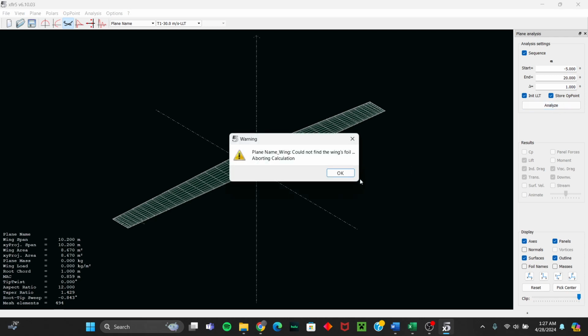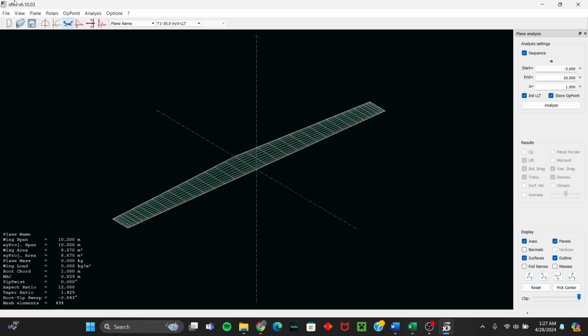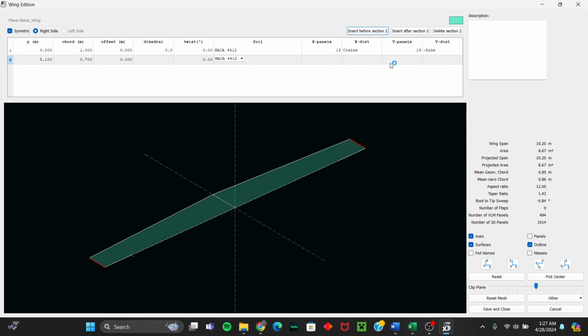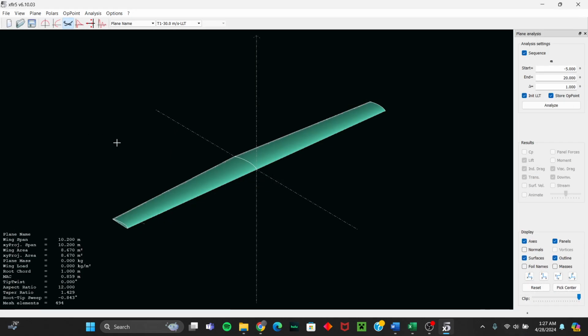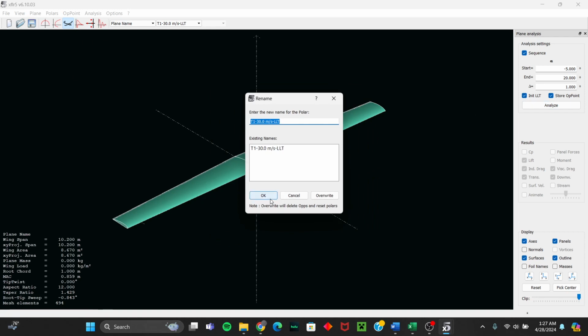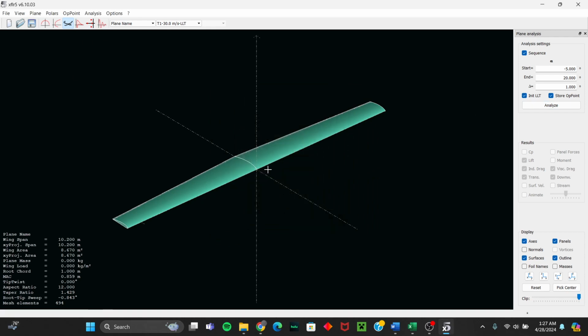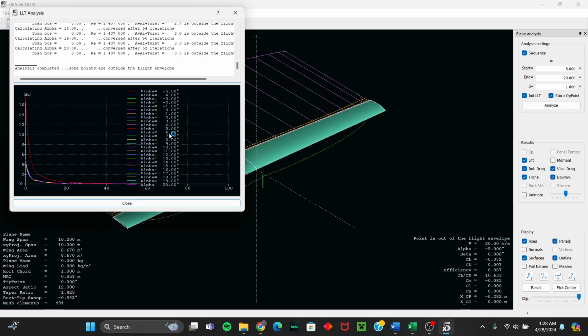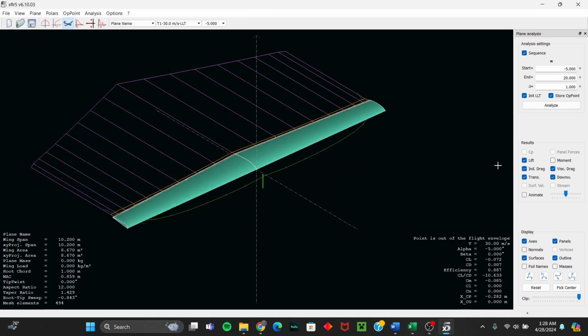So if we analyze here, can I find the wing's foil? Oh, sorry. Before we do that, let's go to current plane. We're going to edit the wing. I forgot to do this. Identify the foil. There we go. That was my bad. So now we go here to analyze. We'll just make sure, yep, and overwrite that just in case. Analyze this, and here we go.